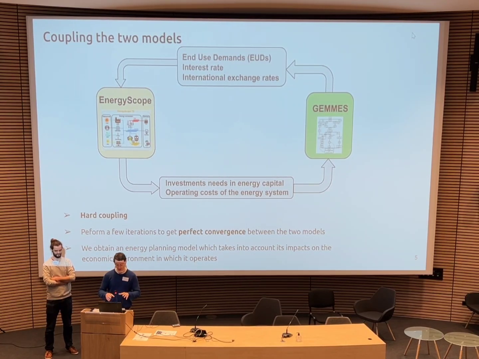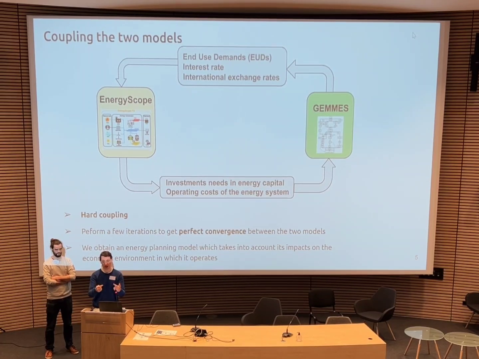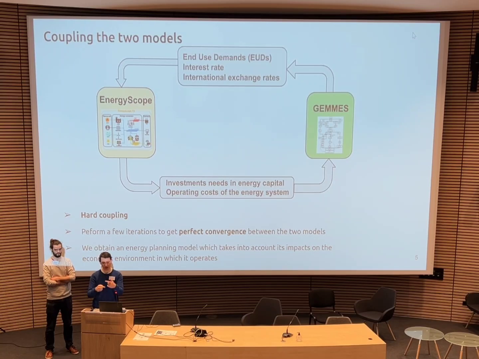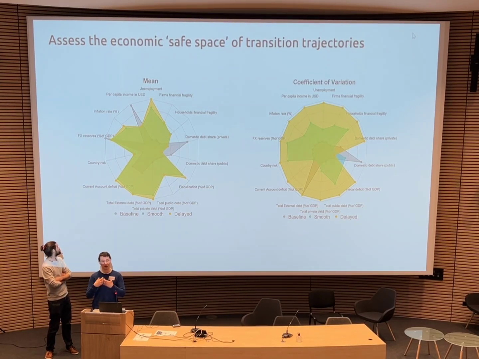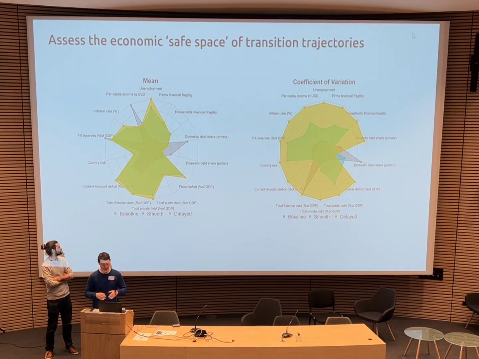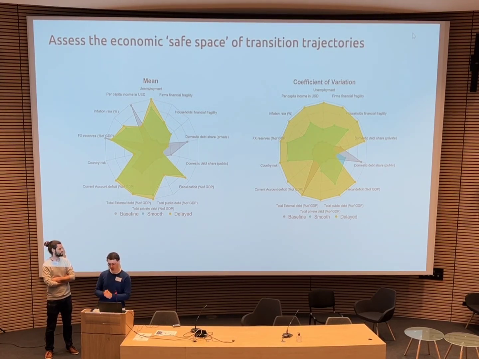Thanks to this coupling, we obtain an energy system model which takes into account that the economic environment is varying, and most importantly, which takes into account the impacts of its own optimization onto the economic system. Then thanks to this, we can discuss not a biophysical safe space, but a financial and economic safe space for the transition. Typically, we can discuss which trajectories are robust for those emerging economies, and so which trajectories allow us to avoid a currency crisis or a financial crisis.